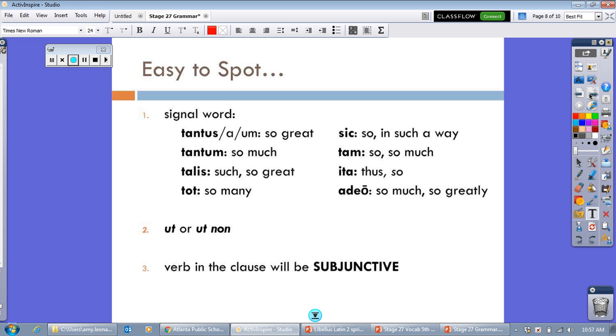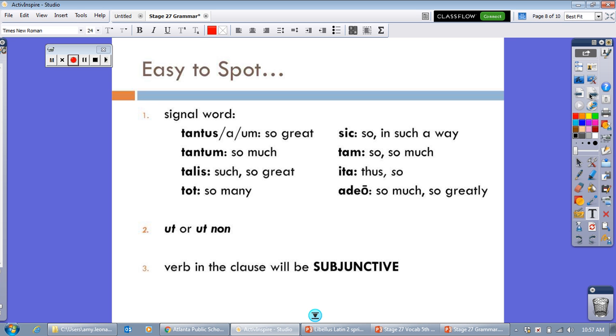All right. So they're easy to spot. They are crazy easy to spot. But you have to pay attention to the signal word. In the main clause of a result clause, that is to say before the ut, you're going to have a word like tantus, tantum, talis, tot, sic, tam, ita, or adeo, and you can take a look at the definitions of these words, and they all mean something along the lines of so great, so much, such, so many, so, and so on.